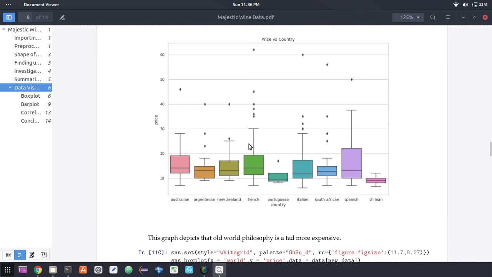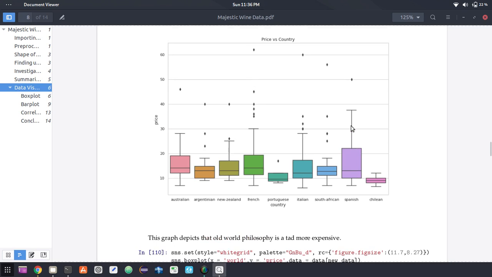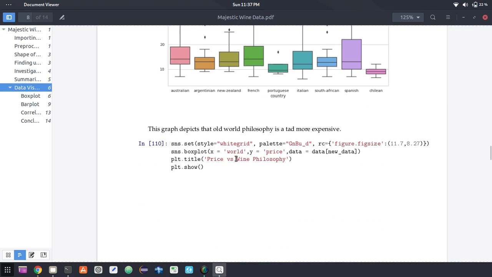Now we are looking at price versus country. Here we can see that Chile, a country in South America, has really low wine prices. A country like Spain has more variety, this is the variation here. So people have a broader spectrum of options, and in general I think Spanish wine is expensive as well. And here we can see that French wine has some expensive stuff as well. So this is really interesting.